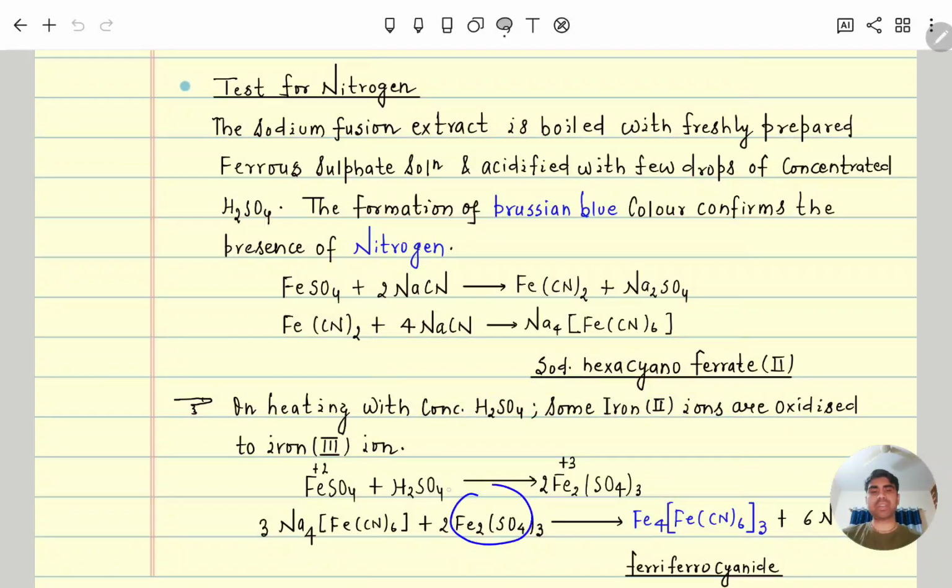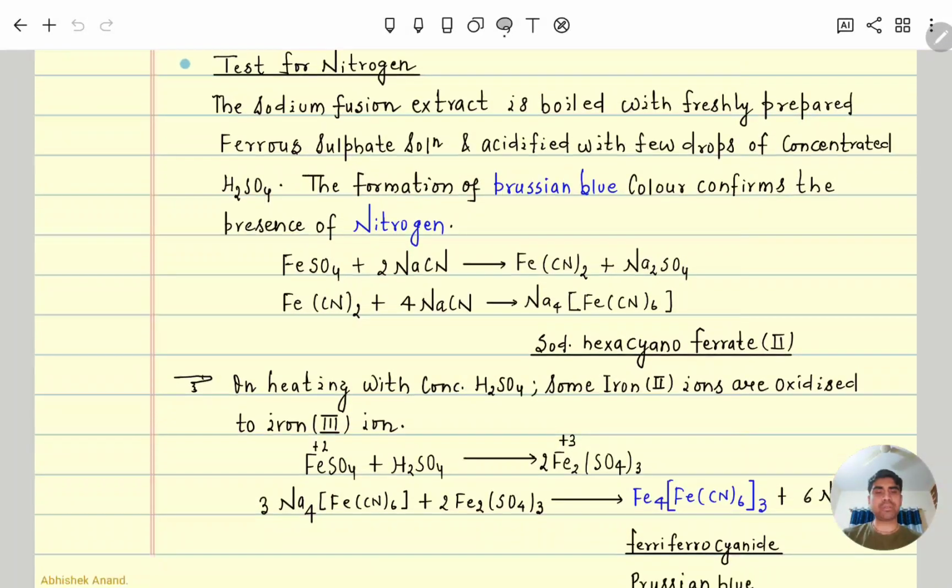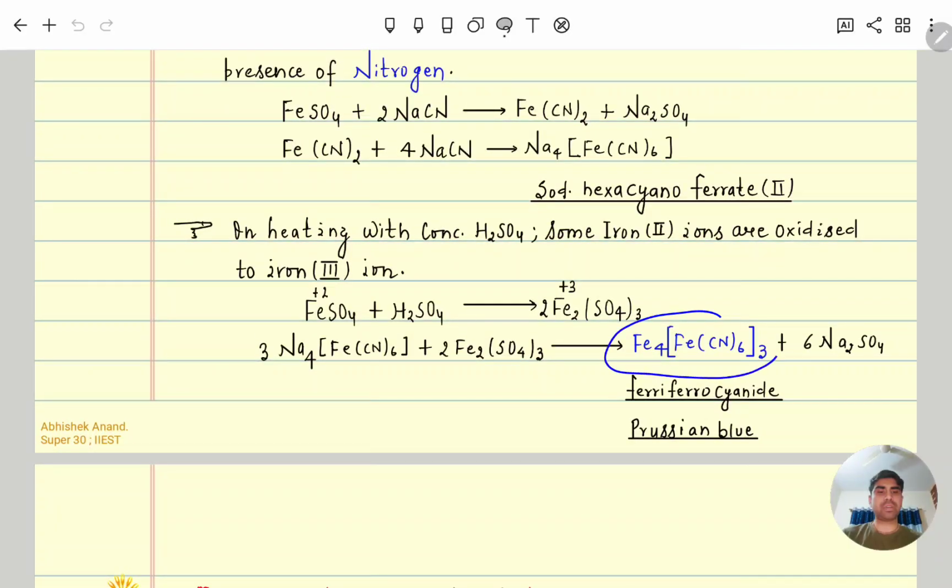And with ferric sulfate, this sodium hexacyanoferrate we will react. After reacting, we will form Fe4[Fe(CN)6]3, that is ferriferrocyanide, Prussian blue color. If you do crisscross, the -4 goes this side and +3 this side. So this is ferri, and here -4 is from the cyanide complex with -6, so this iron is +2, so ferro. So ferriferrocyanide, or this is simply called Prussian blue color. So detection of nitrogen is done.